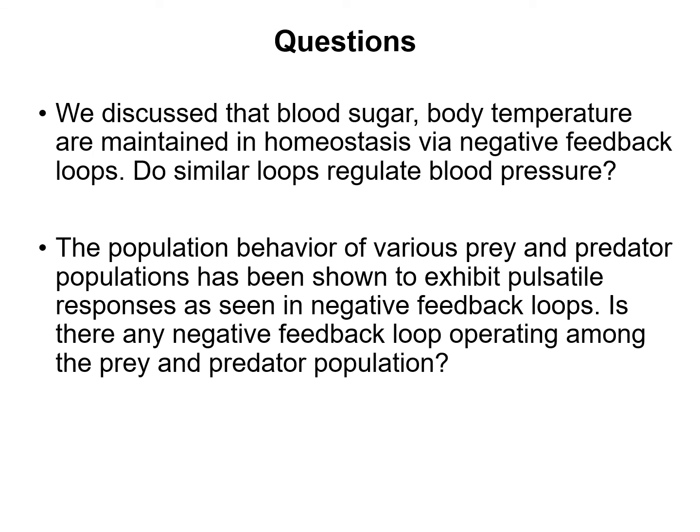Similarly, if we talk about a completely different biological setup, which is the population of different prey and predators, as have been studied by ecologists for a very long period of time, it has been shown that they give rise to some sort of oscillatory response or pulsatile behavior, as commonly observed in negative feedback loops in the biological networks that we just talked about. So if there's a negative feedback loop operating in the context of prey and predator, what exactly is that feedback loop? There are two populations here, prey and predator. How are they affecting each other to form any such feedback loop?